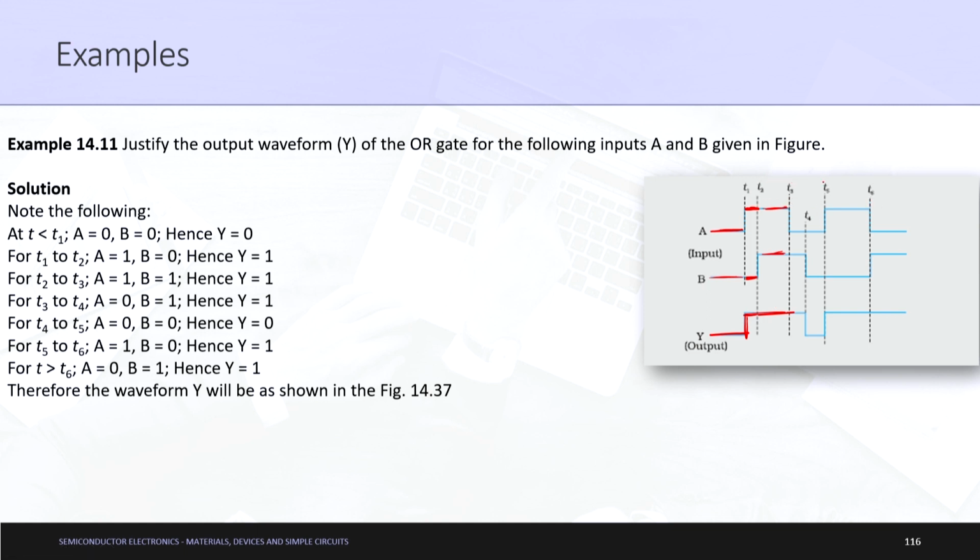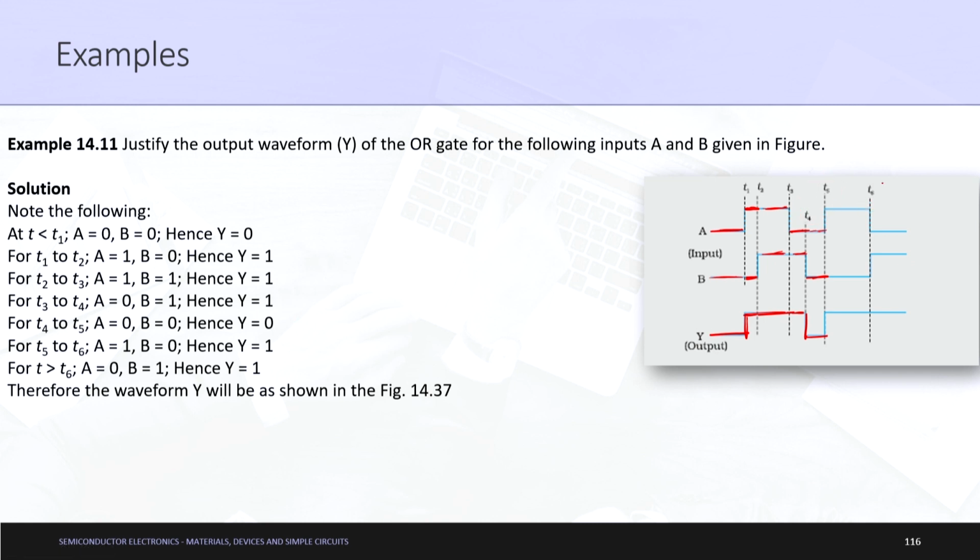Next let us say T3 to T4. So, A will be 0 here, B will be 1 here. So, this will be again 1 here. For T4 to T5, let us look at T4 to T5 now. So, A will be 0 here, B will also be 0 here, hence the pulse will go up, come down, and it will be 0 here. So, as you can see, Y is 0.